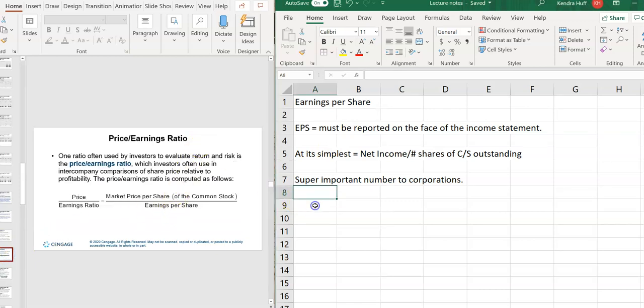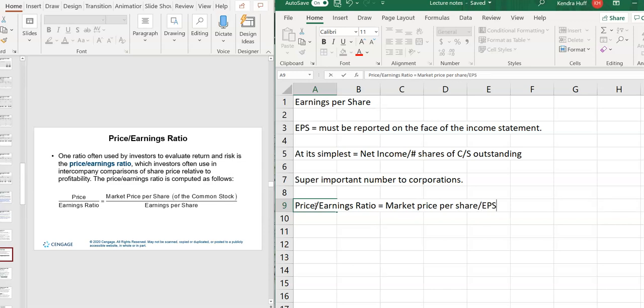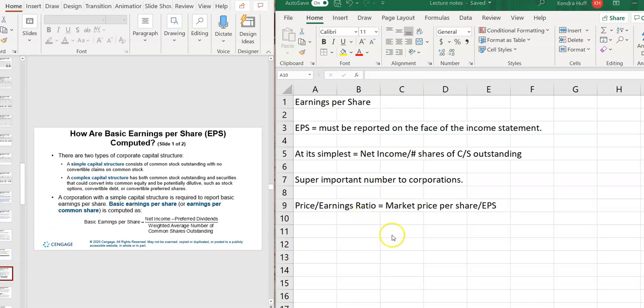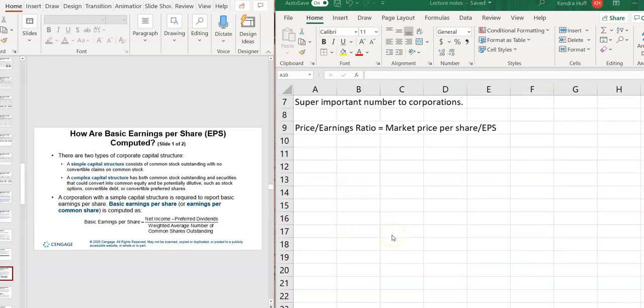All right, price earnings ratio is also used for comparison purposes. Price earnings ratio is basically what it says. It's the market price per share divided by earnings per share. Once again, that's just another number that investors calculate and compare to past years and to other corporations and things of that nature.